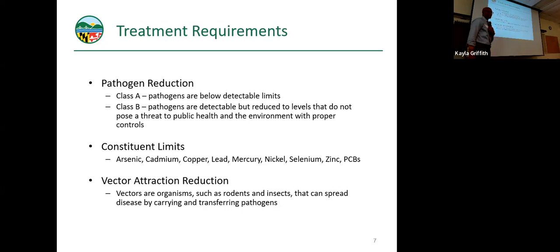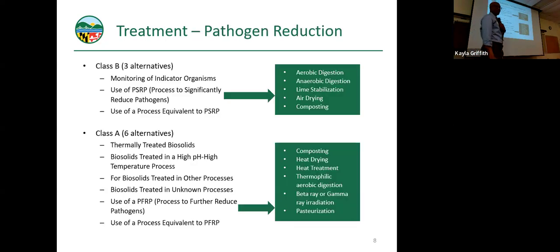Vector attraction reduction. Vectors are disease-carrying organisms. They are reduced. It's treated in such a way that flies, rodents, and so on and so forth cannot perch on it and carry disease from it. So these are the treatment requirements. For pathogen reduction, you have the class B.